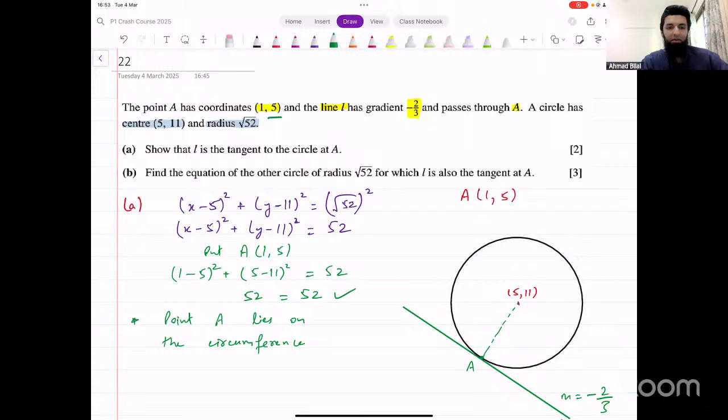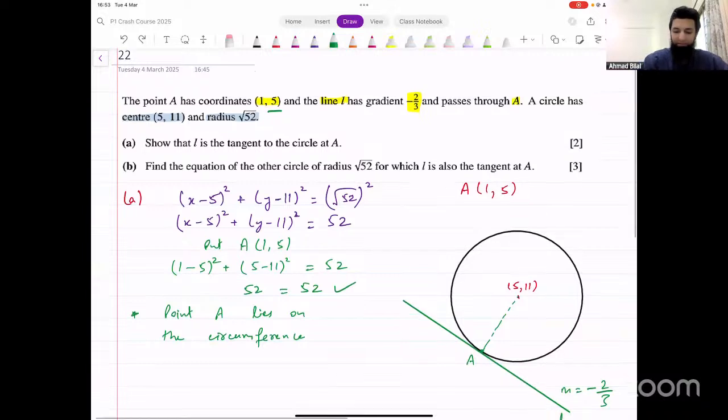Another idea could be that you could find the distance of the center from the point A. If that is equal to square root of 52, that would mean that the point lies on the circumference. So either way, you have to first prove that the point A lies on the circumference. Only then you can have a tangent at that point.